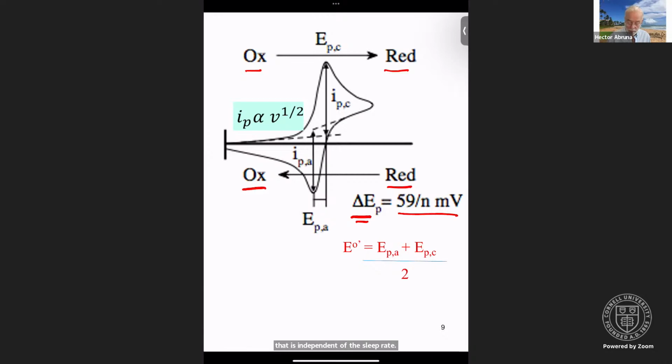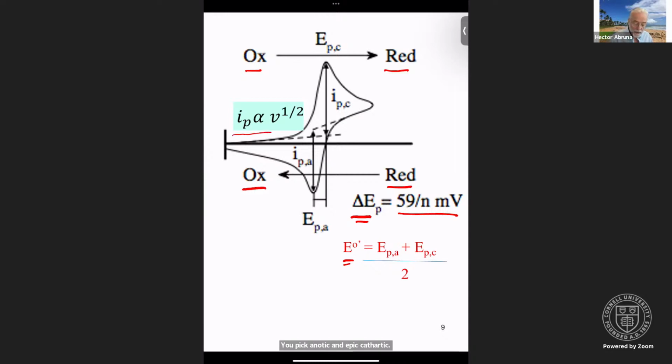We can also estimate the formal potential, E0 prime, as essentially the average of the two values of the peak potential, E peak anodic and E peak cathodic.